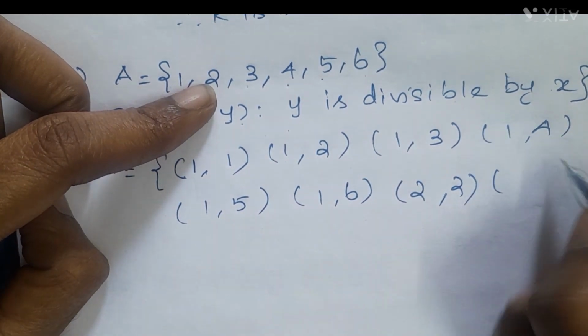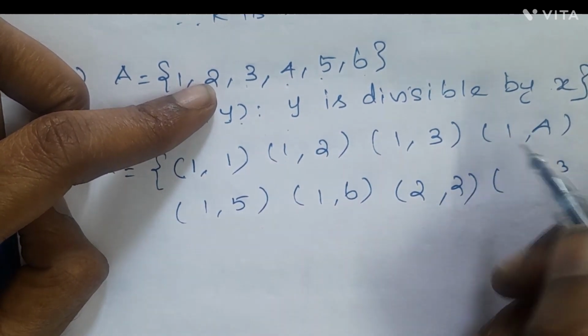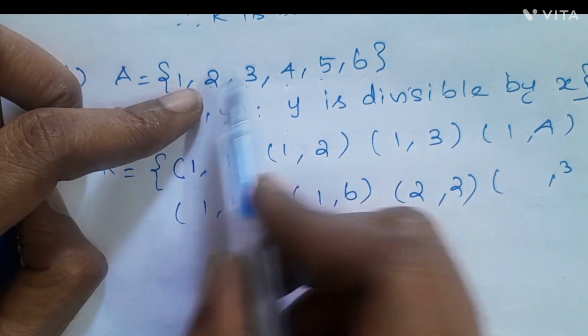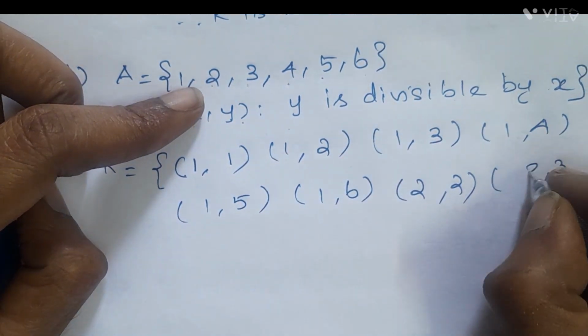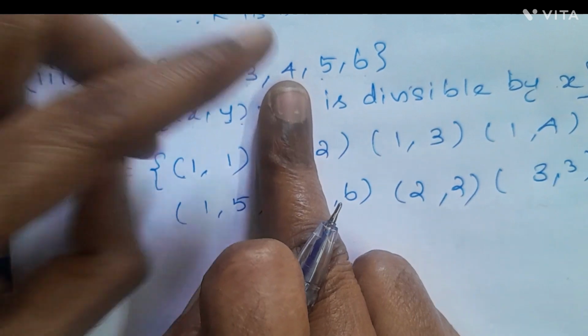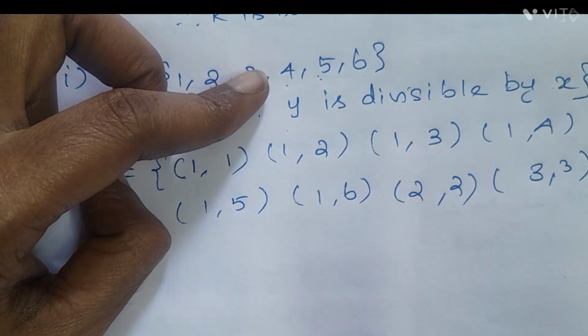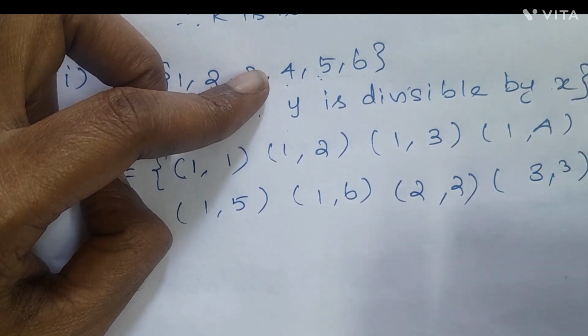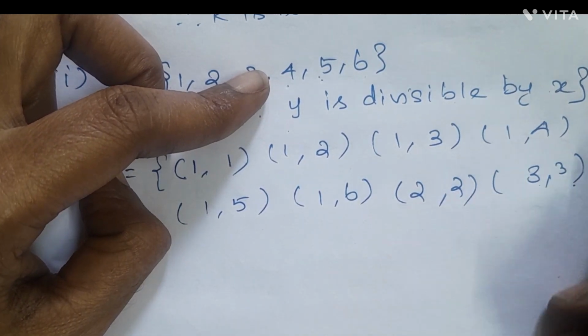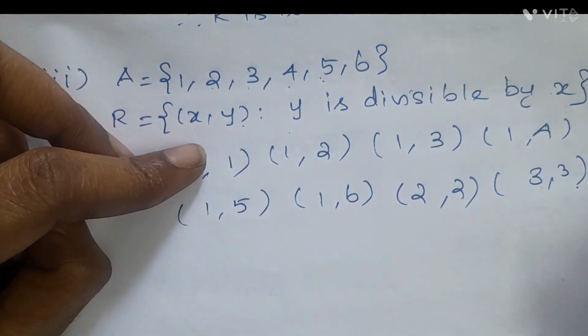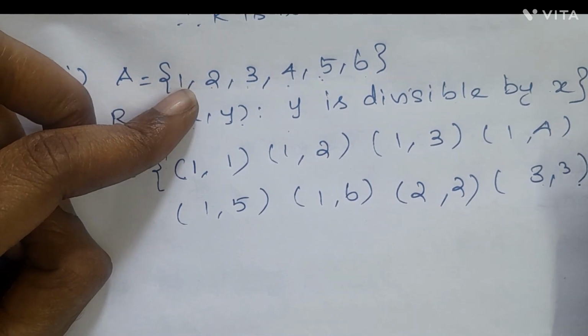So next 3. 3 is not divisible by 2. 3 is divisible by 3. 3 is not divisible by 4, not divisible by 5. 3 divided by 6 gives some value in fraction. So 3, comma 3. So next 4. 4 is divisible by 2. The remainder is 2.